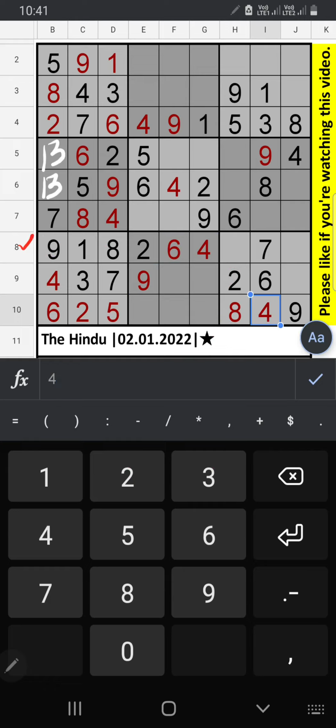In the 8th row, 2 numbers are remaining, 3 and 5. Column H, we have 5. So 5 can't come in this cell. 5 is here. 3 is confirmed here. Column I, 2 numbers are remaining, 2 and 5. In the 2nd row, we have 5. So 5 can't come in this cell. 5 is here. 2 is confirmed here.